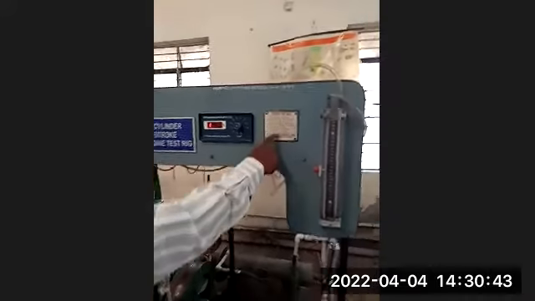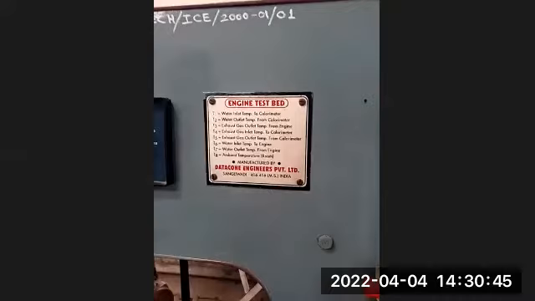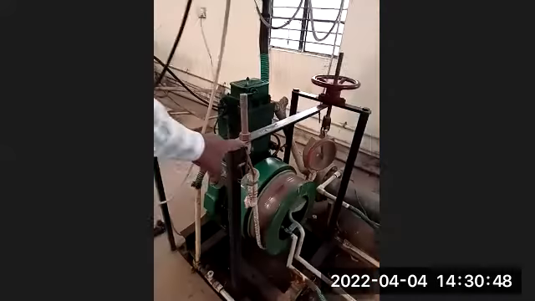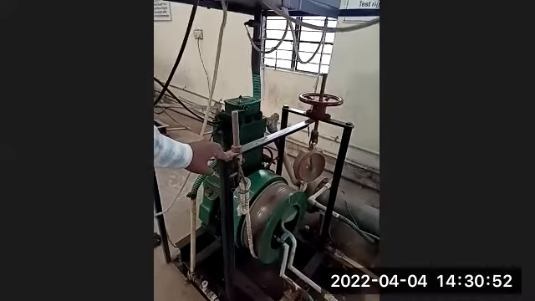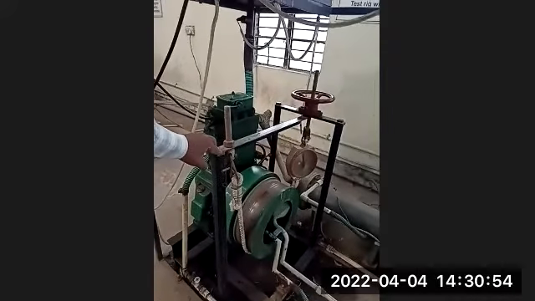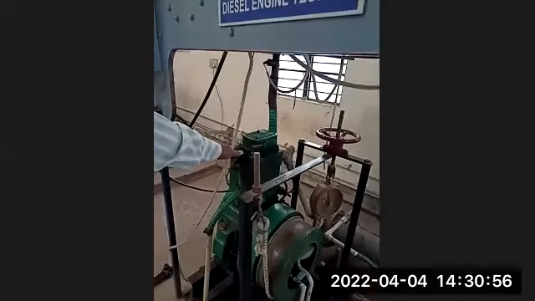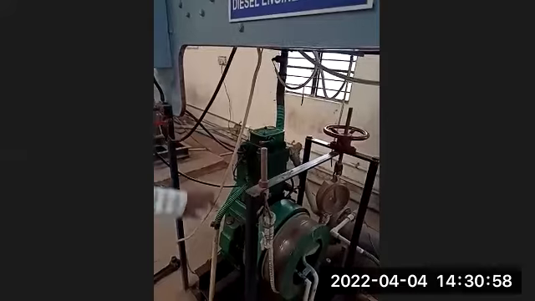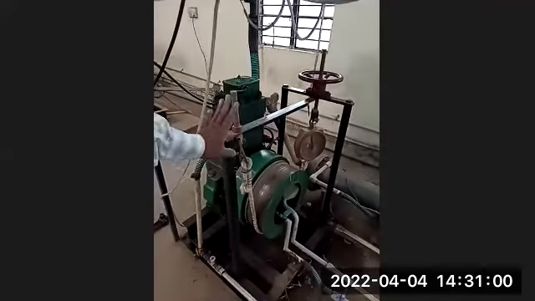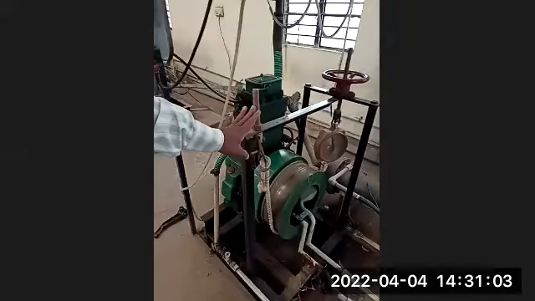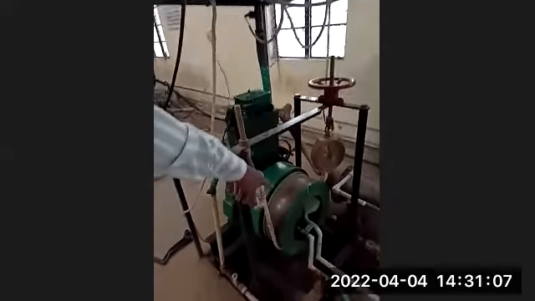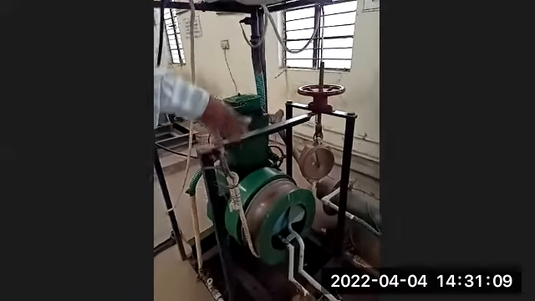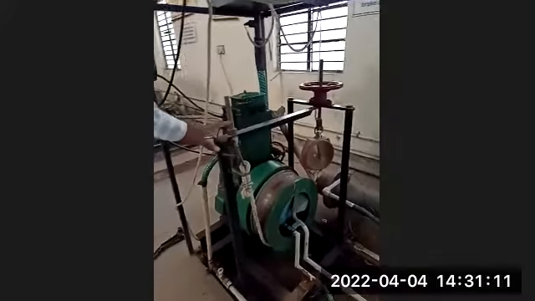Here you can see this single cylinder diesel engine, where we can also have the same test done. Some amount of the heat energy will be converted into brake power, which we can find out using this rope brake dynamometer, 2 pi NT upon 60, etc. We'll be taking the diameter of this pulley and the spring balance reading, and with all these things we will be finding out the brake power.